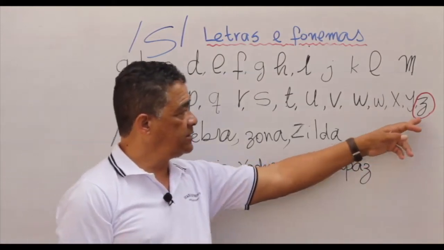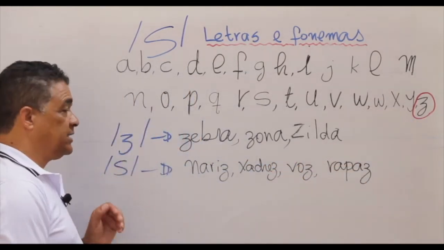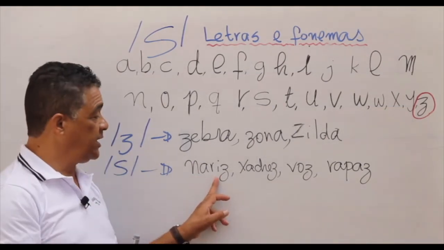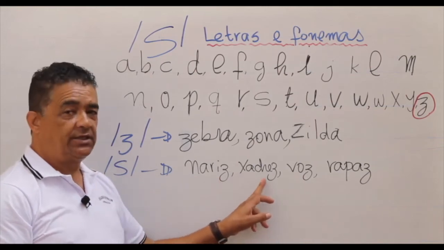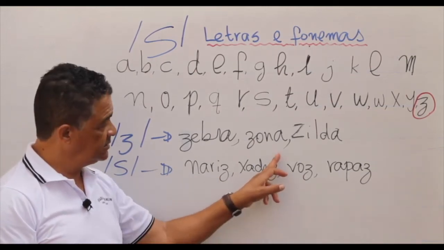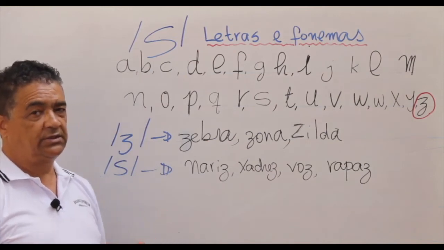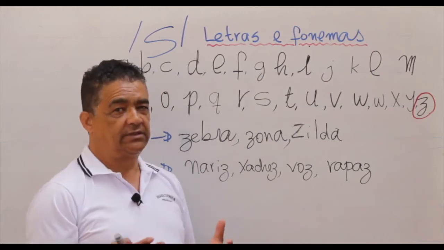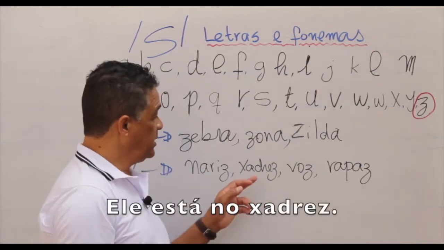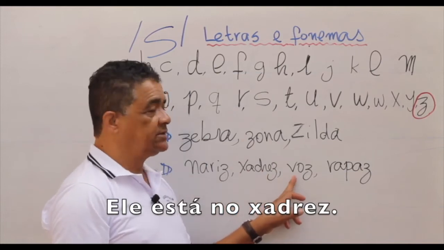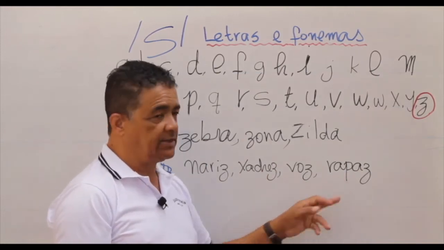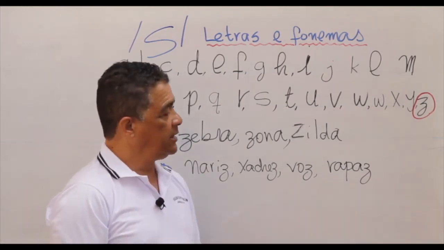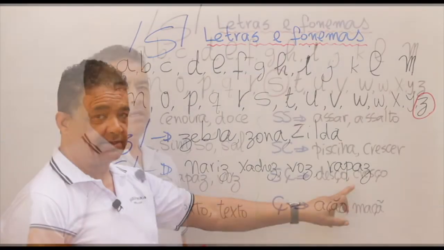But the letter Z also has the sound of an S. Words like nariz. Xadrez, chess. In colloquial Portuguese, we say xadrez, and this is the slang for prison, jail, né? He is in jail, ele está no xadrez. Voz, voice. Rapaz, young adult, masculine, like a young man.